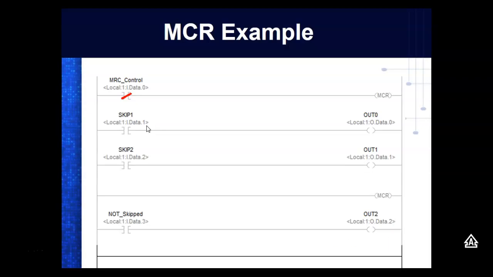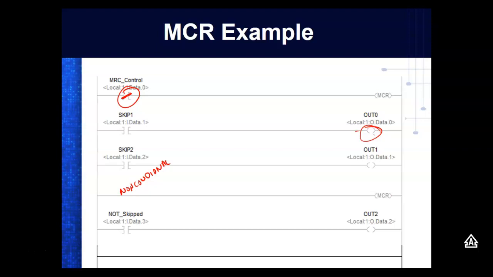Something's missing on this guy. Oh yes, here's my second MCR. Your second MCR needs to be non-conditional, and your first MCR needs to be conditional. If this rung right here goes open, then it's going to skip over this guy right here. That guy, it's not going to skip over. That output there would turn off, right?